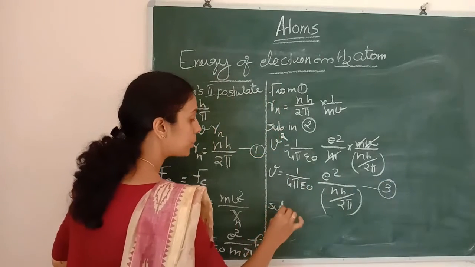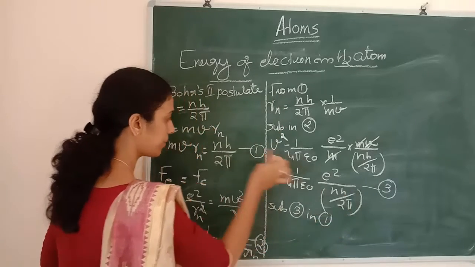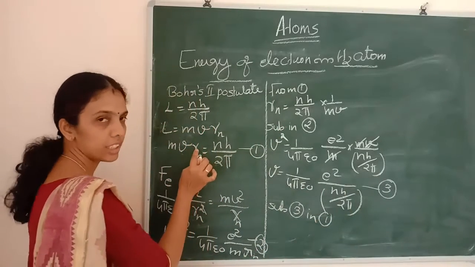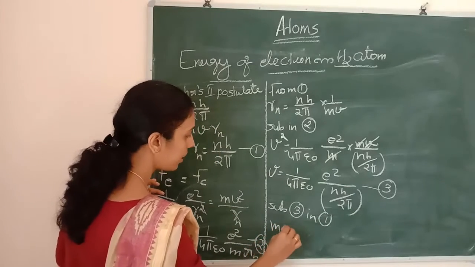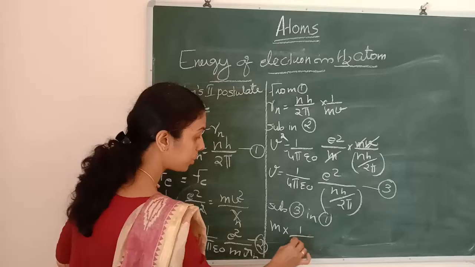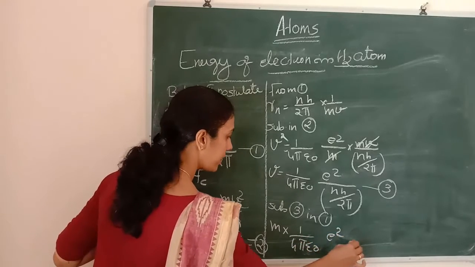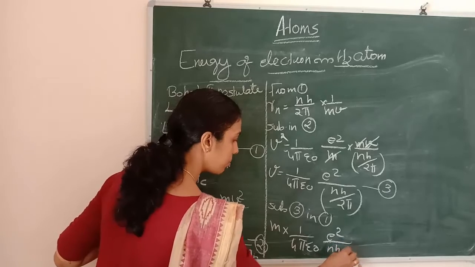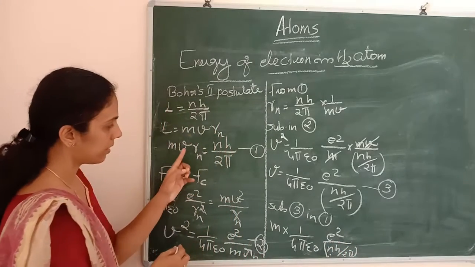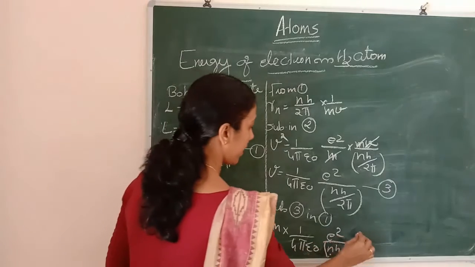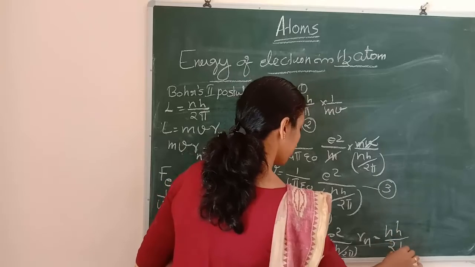Now substituting 3 in 1, we will get an equation for r_n. So m into, instead of v, we substitute 1 by 4 pi epsilon 0 e square divided by nh by 2 pi, into r_n equals nh by 2 pi.